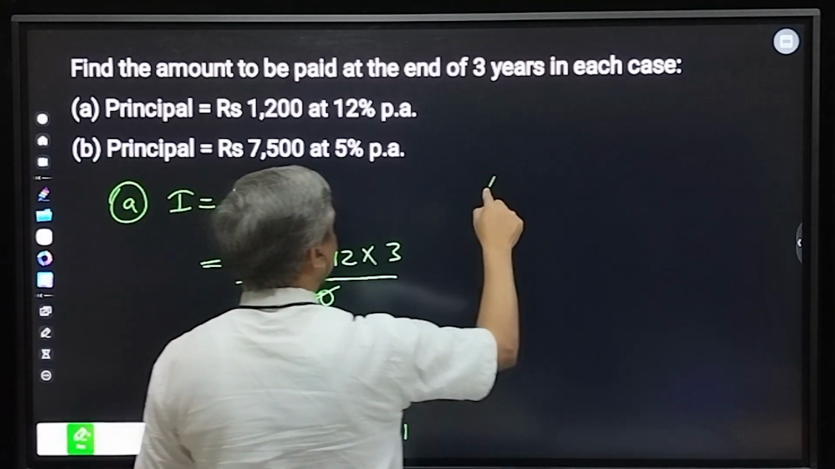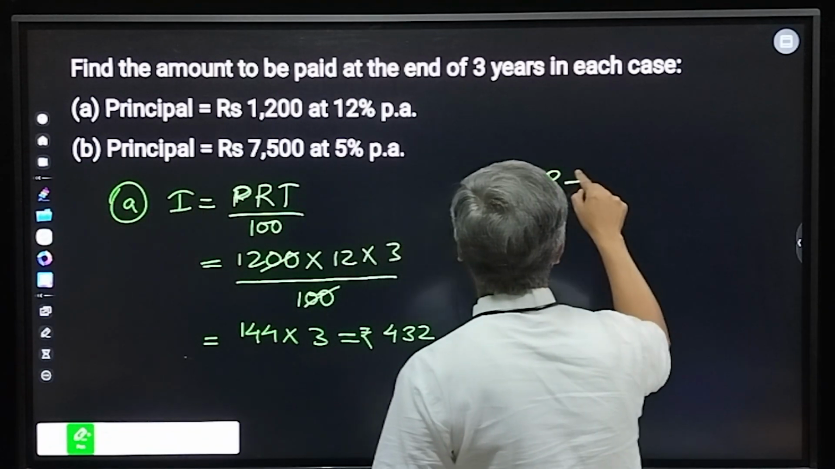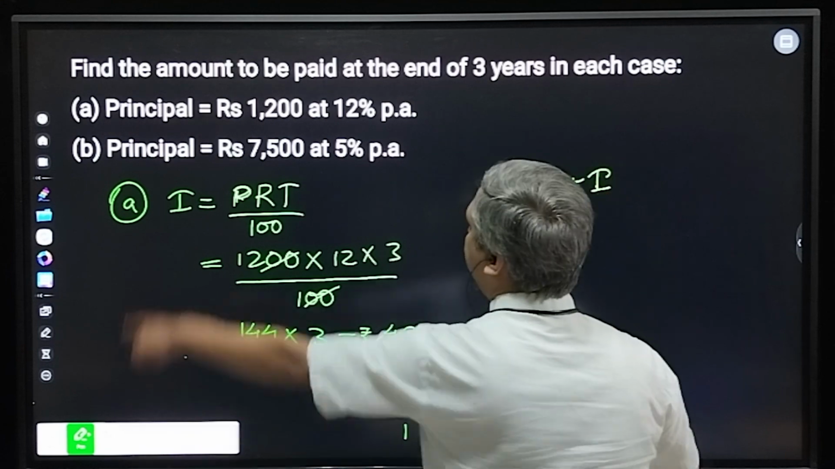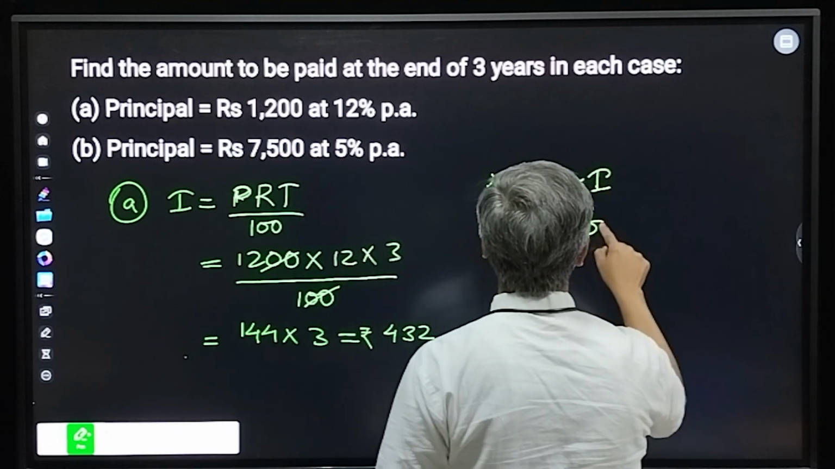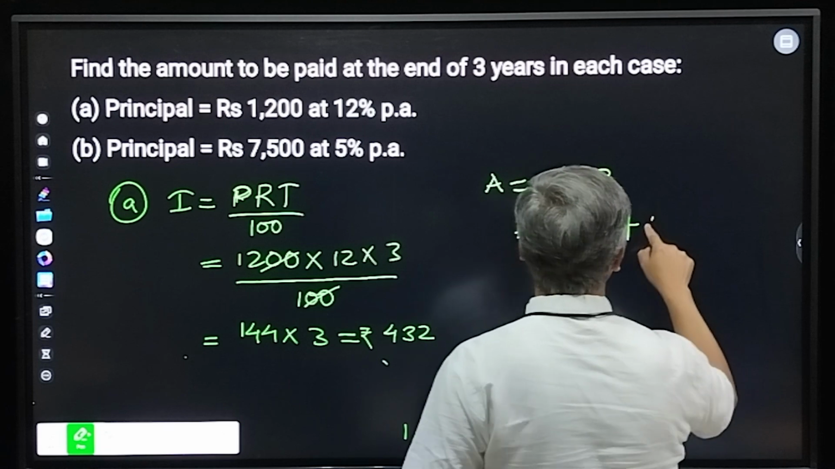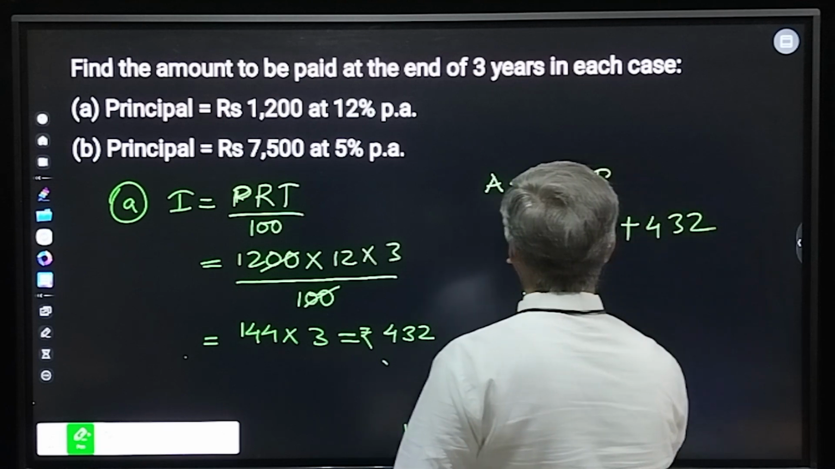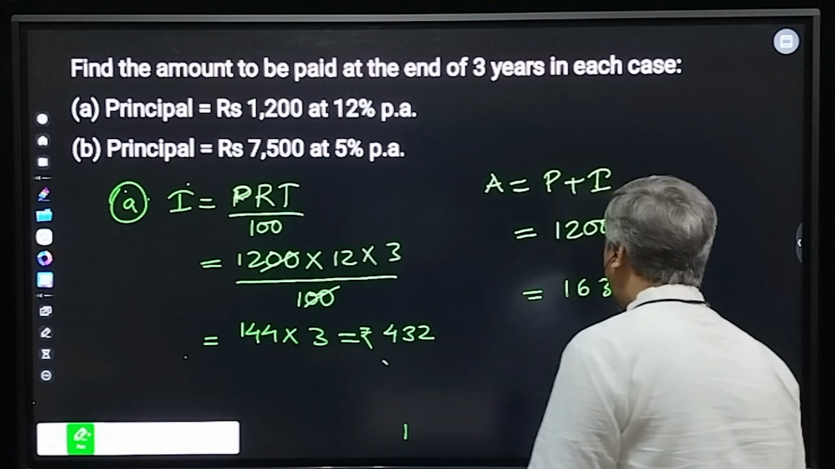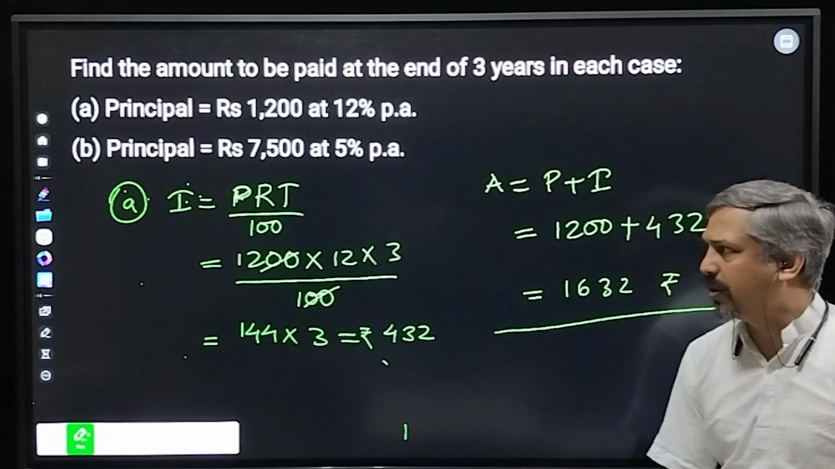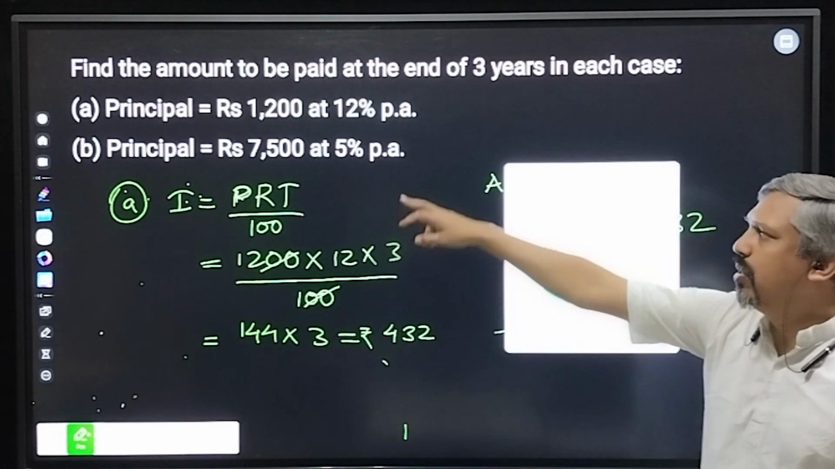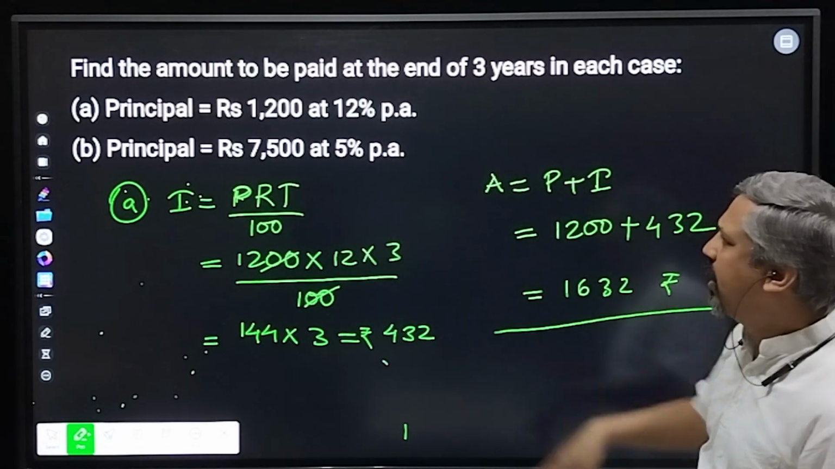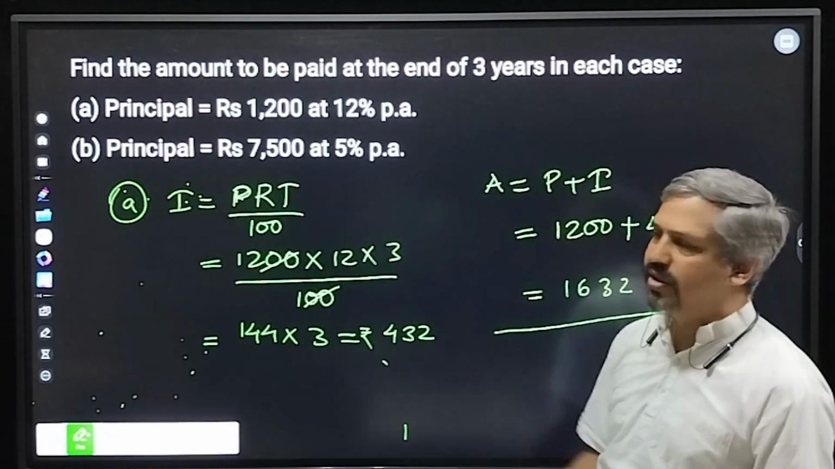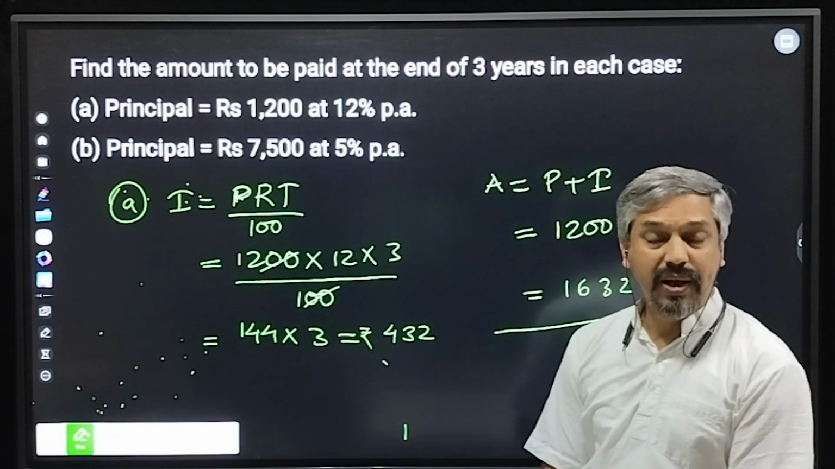The amount is equal to P plus I, and P is equal to 1200 plus I is 432. That is equal to 1632 rupees. 1632 is the answer. Same you can apply here and you will get the answer for question B as well. I hope you get this.